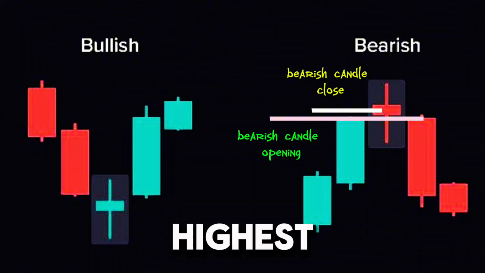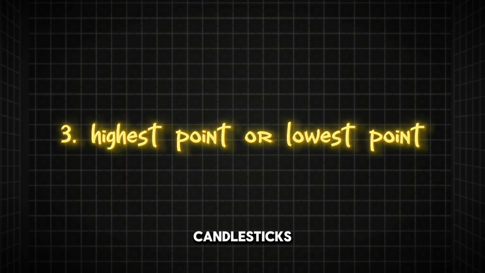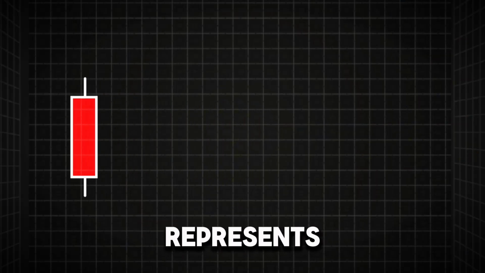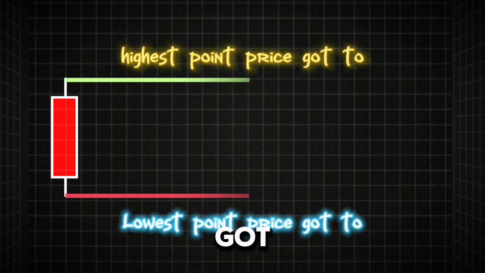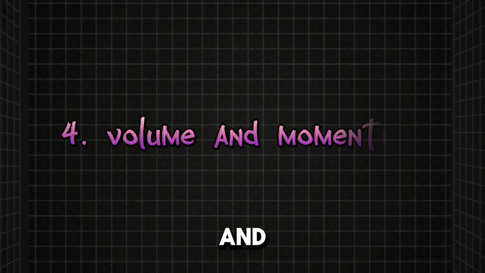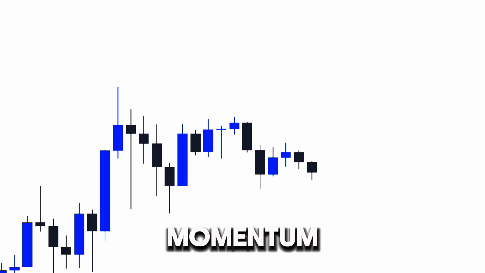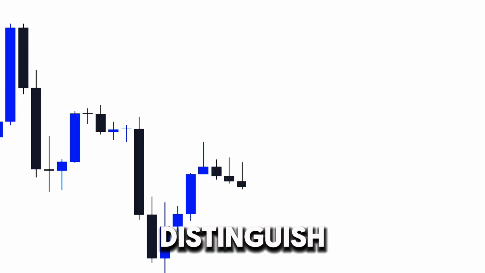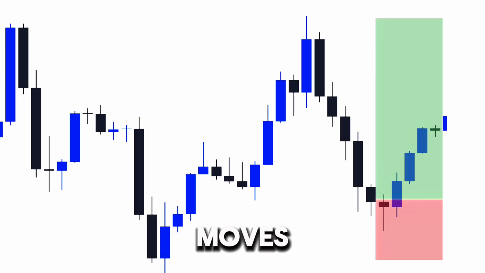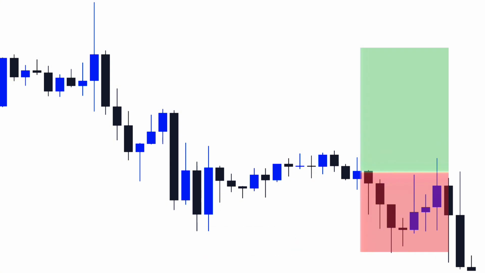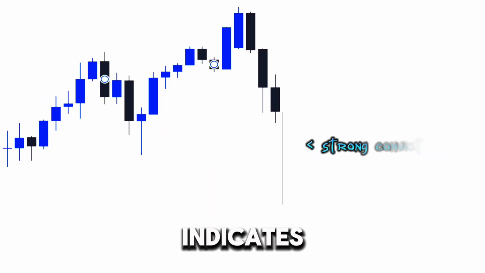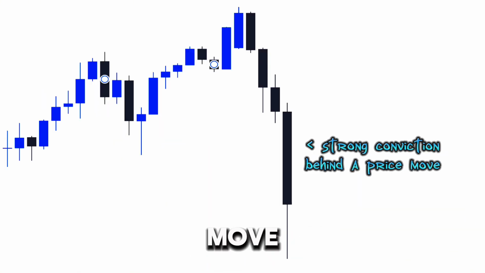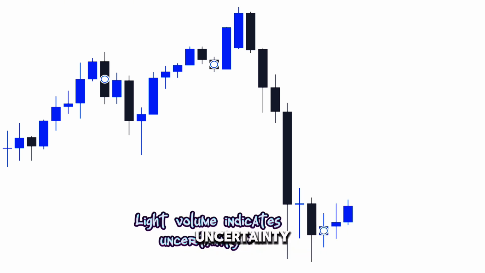3. Highest point or lowest point. A candlestick's wick literally represents the highest and lowest point price got to within a period of time. 4. Volume and momentum. Candlesticks signify volume and momentum in the sense that you see the speed at which price moves, and this can help you distinguish between meaningful price moves and potential head fakes. Heavy trading volume usually indicates strong conviction behind a price move, while light volume can indicate uncertainty.